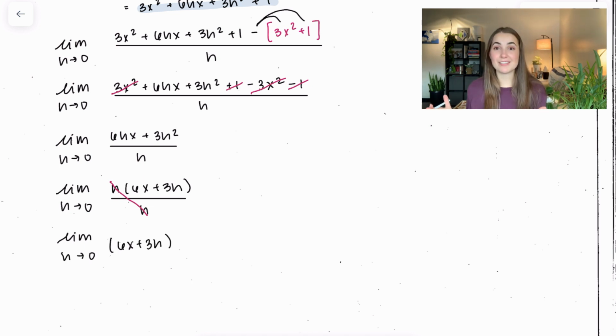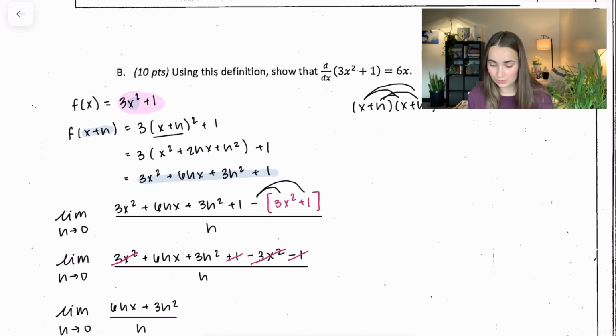So now we got rid of that h in the denominator. Remember, that's the goal of simplifying the limit definition of a derivative. We get rid of that h. So now that we did, I can go ahead and plug in the actual limit. So we have h approaching 0, and I'm going to replace that everywhere I see an h. And here we get that the derivative is equal to 6x. And so if we go back to the original problem, we definitely show that the derivative of it is equal to 6x.